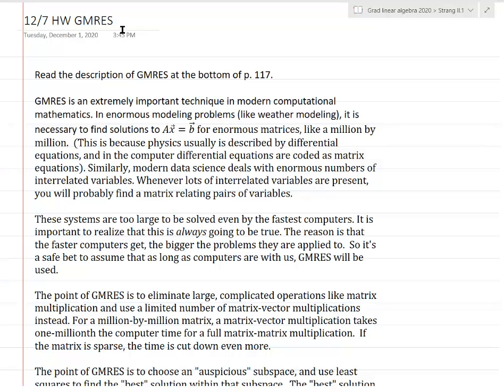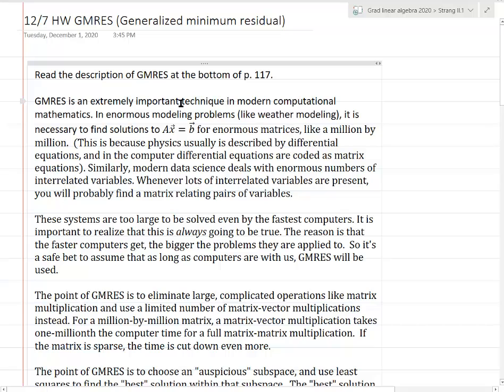So this one is called GMRES, and there's a description in the book, and then I'll read what I have here. GMRES stands for Generalized Minimum Residual. Now, residual means error. So you're trying to minimize error. All right, so GMRES is an extremely important technique in modern computational mathematics.